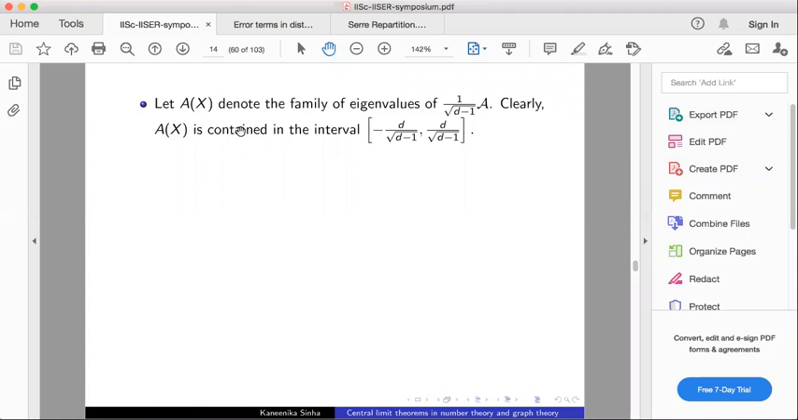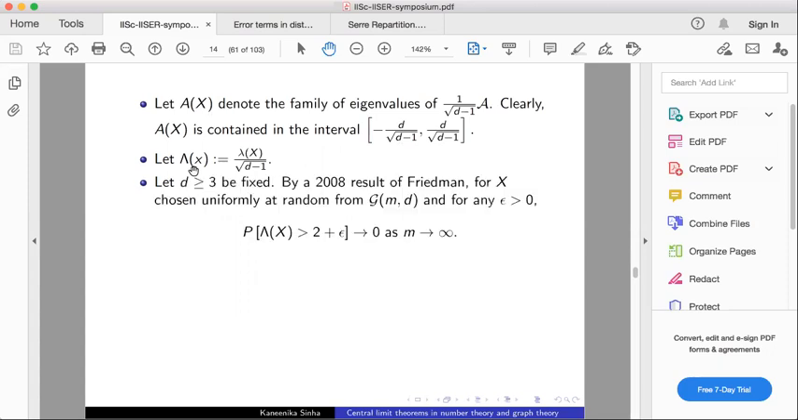So now what we do is, just like we normalize the Hecke operators, we also normalize our adjacency matrix. So we now consider 1 over root d minus 1 times the adjacency matrix, and a of x, which is the family of eigenvalues of this normalized matrix, is contained in the interval minus d over square root d minus 1 to d over square root d minus 1. And now we denote the spectral radius of this modified operator to be lambda of x.